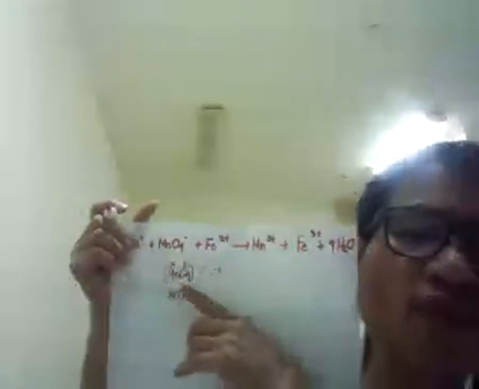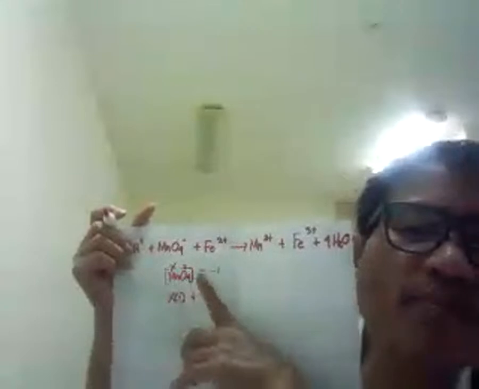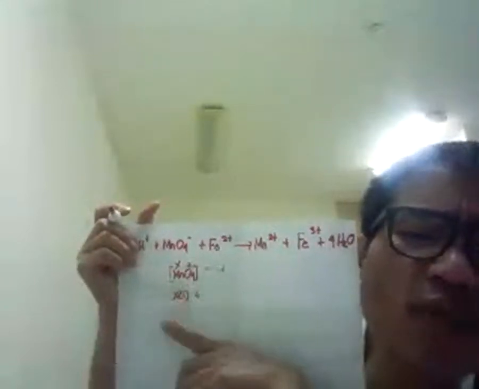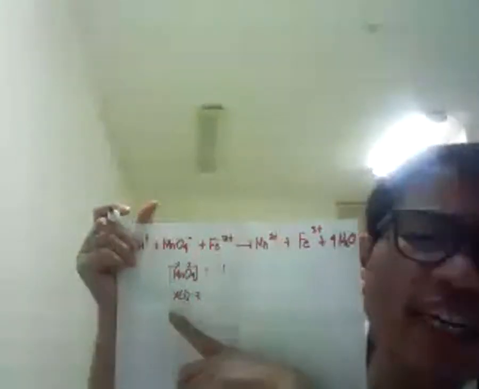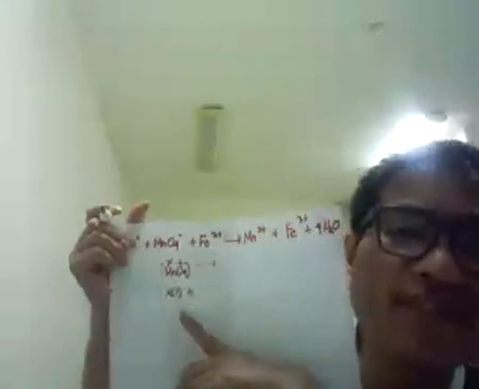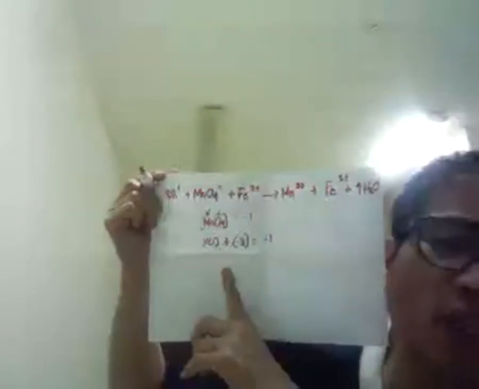Oxygen, -2 times 4. -2 times 4 is equals to -8, right? -8. Ganon. Is equals to -1. Like this. This one is simply X also. No issue. Equals to 7. Like that.